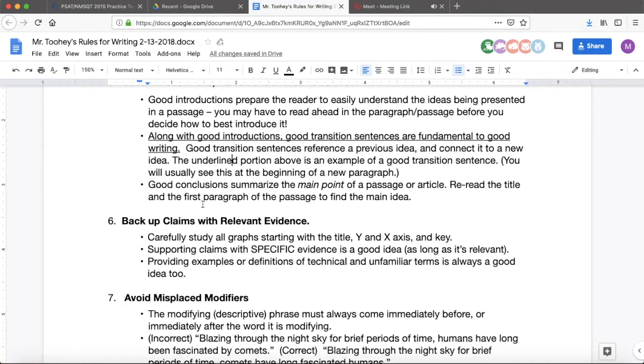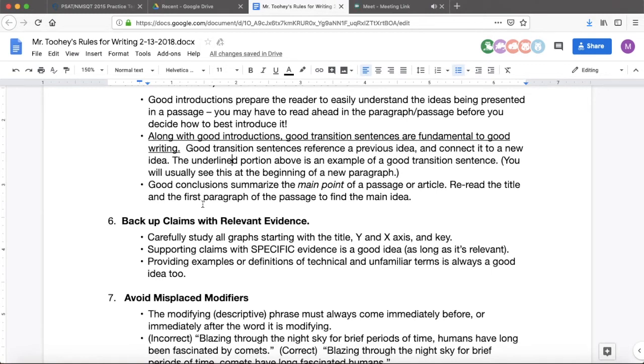Good conclusions summarize the main point of a passage or article. Reread the title and the first paragraph of a passage to find the main idea. Yeah, sometimes I'll just point blank say, okay, what's the main idea of the passage? One of the answer choices is sometimes going to be like the most recently discussed idea, right? Watch out for that.